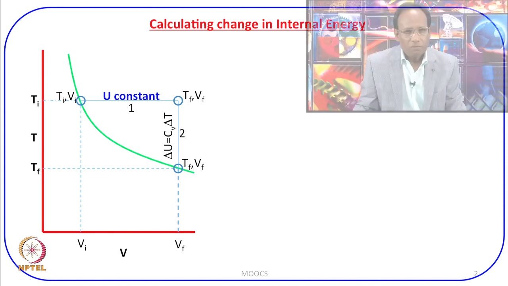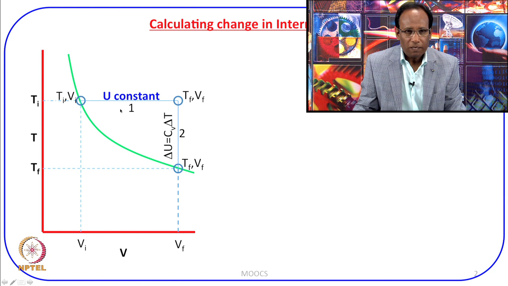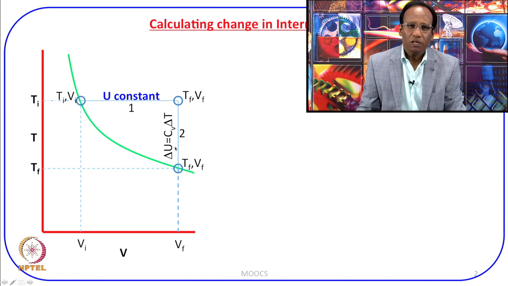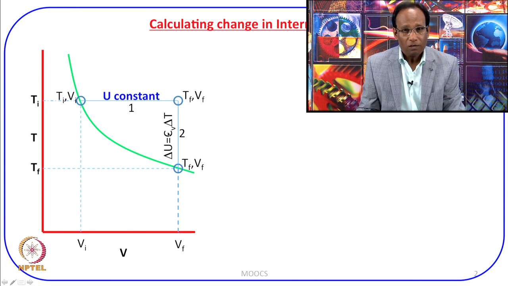And if I divide this process into two steps, that is a step 1, where I keep the temperature constant, it remains constant at T I, but the volume changes. And since we will refer to ideal gases, the internal energy does not change in an isothermal expansion. So, U remains constant. And the second step can be, now let the temperature change from T I to T F and the volume remains constant, and here I can use delta U is equal to C V times delta T. This is how you can calculate the change in internal energy.